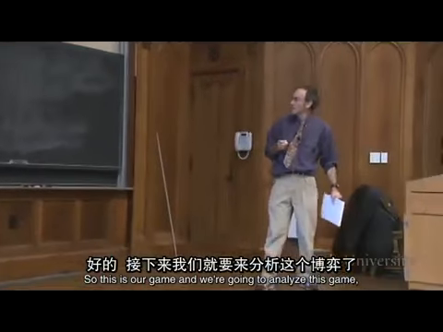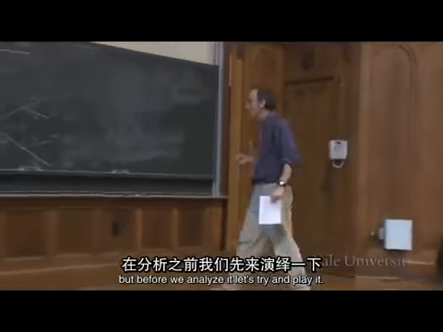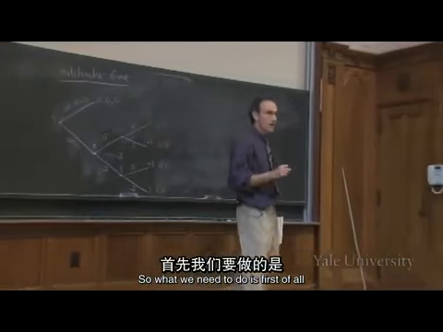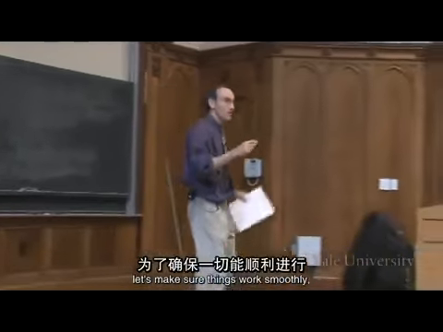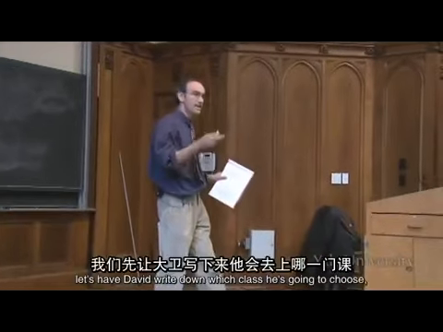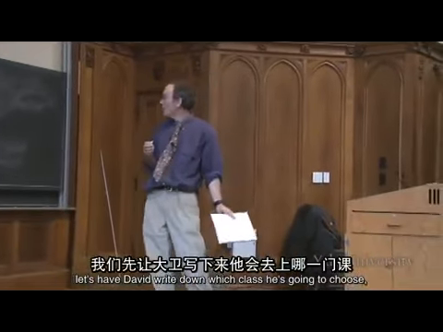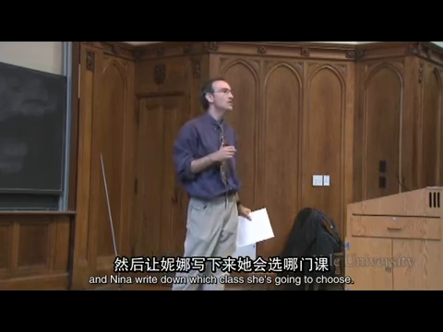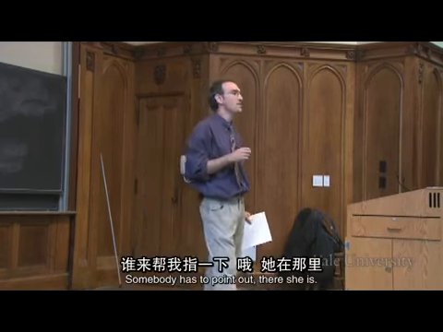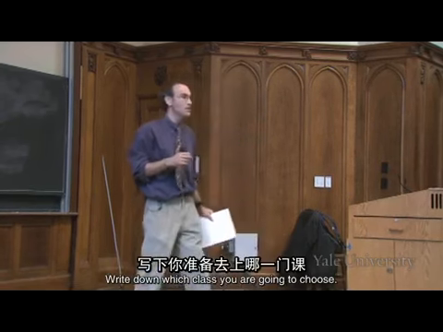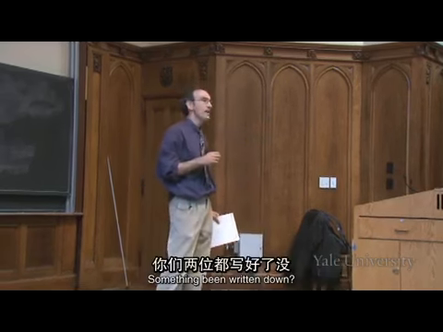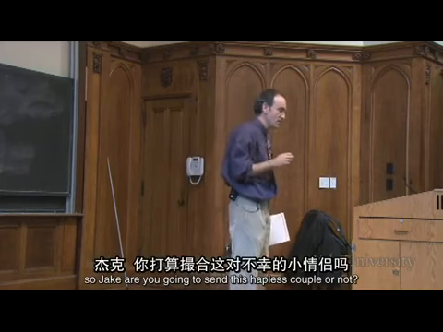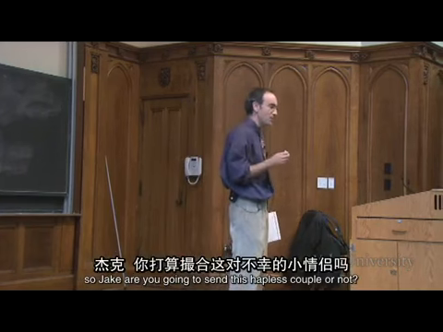We're going to analyze this game, but before we analyze it, let's try and play it. First of all, let's make sure things work smoothly. Let's have David write down which class he's going to choose, and Nina write down which class she's going to choose. I've lost sight of Nina. Somebody needs to point her out. There she is. Right, write down what class you're going to choose. Okay, something's been written down. And Jake, you got your mic there. Sorry, Jake, are you going to send this hapless couple or not?